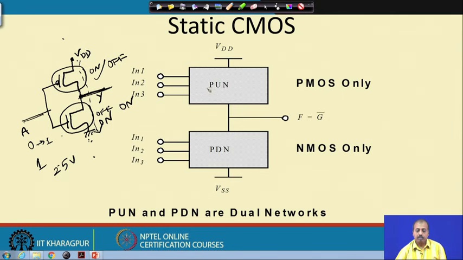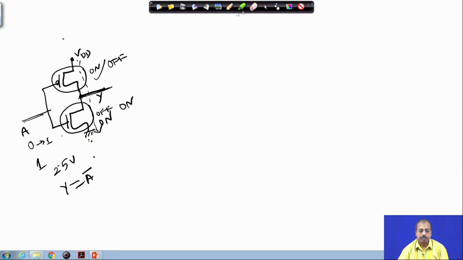Now, this pull up network is implemented using PMOS transistors and the pull down network is implemented using NMOS transistors. So, they are called dual networks, because the same functionality is implemented by the pull up network and the pull down network. Another important thing is that here I am getting y equal to a bar. In general, you will get the complement of a function like this. We will see some examples that will clarify it.